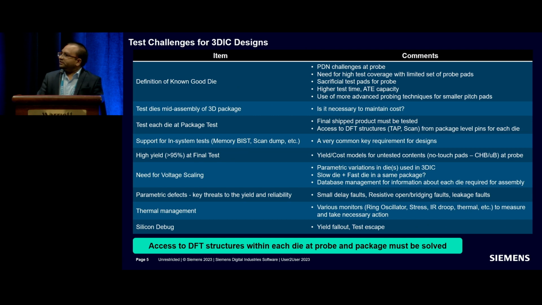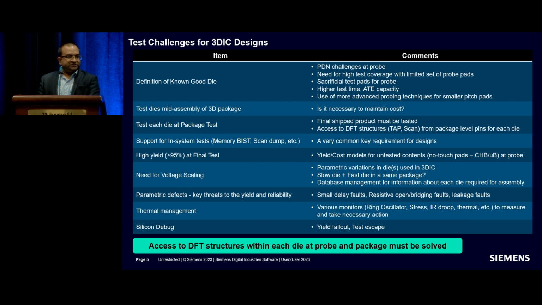In terms of the 3D, I won't go through every bullet here, but the known good die definition. To define a known good die, it generally means the highest possible coverage, so as to minimize the yield impact on the package. Yield is really the key factor in the 3D design. And we don't have a lot of pads to play with.